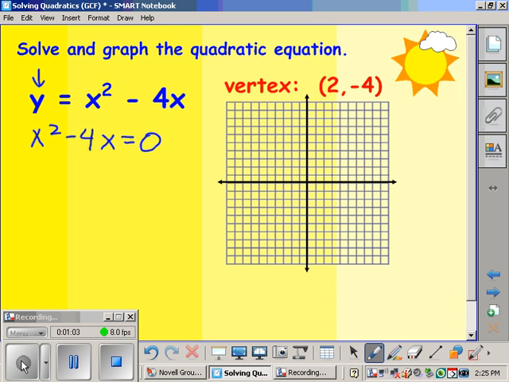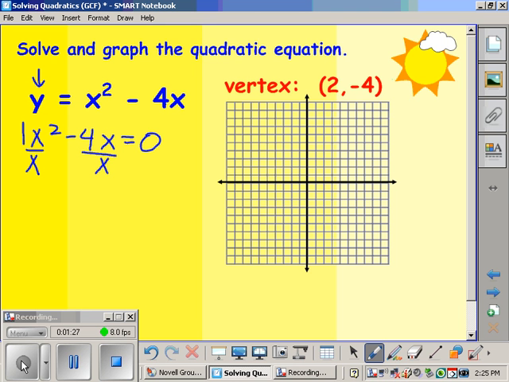So you'll start out the same as if the 0 were not there. You'd look for the greatest common factor of the x squared and the 4x. Now there is no greatest common factor of the coefficients, the 1 and the 4, but for the x's, the greatest common factor would just be x, because they both share an x in common.